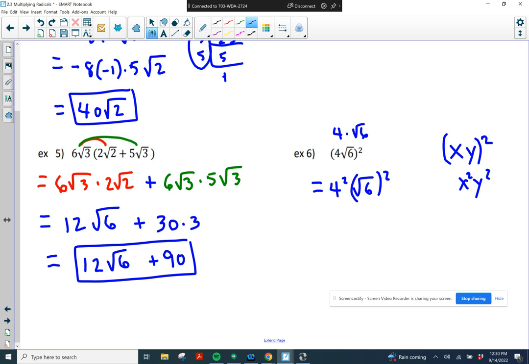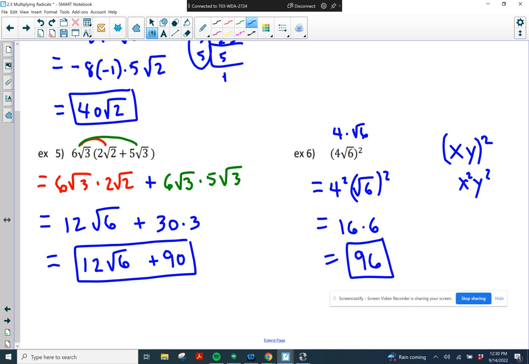It's not the only way to do it. You could write it out as 4 square root 6 times 4 square root 6. 4 times the 4 turns into a 16. Square root 6 times the square root 6 turns into a 6. 16 times 6 is 96.